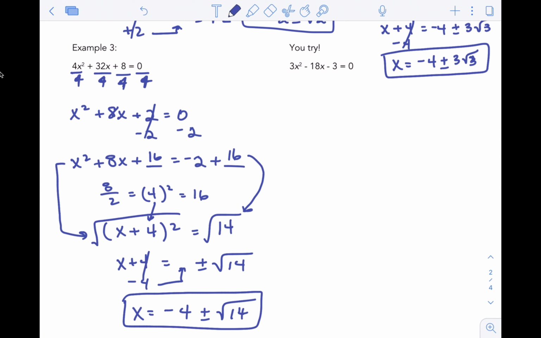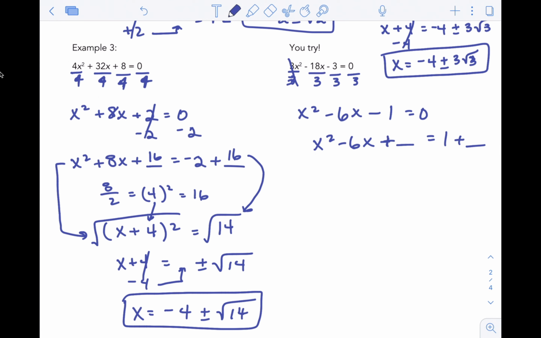Here we go. We divide everything by 3 to get rid of the 3 in the front and manipulate it so a equals 1. So that leaves us with x squared minus 6x minus 1 equals 0. We kick the negative 1 out by adding it to both sides and leaving the blank.